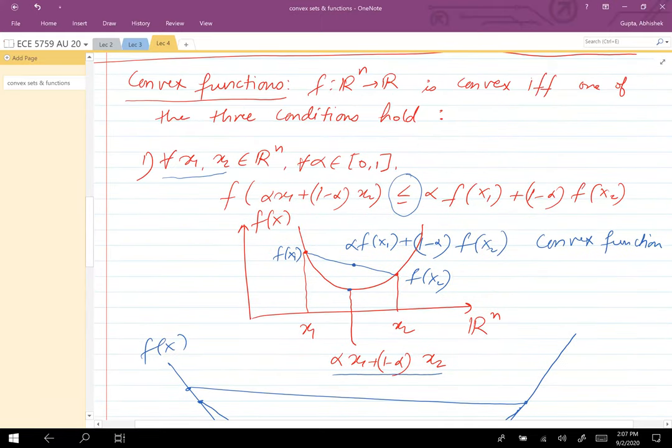It doesn't require any differentiability assumption on the function f. And I'll go through two more definitions. So remember, if any one of the three conditions holds, so I have to tell you about two other conditions, and what you are talking about is the third condition.